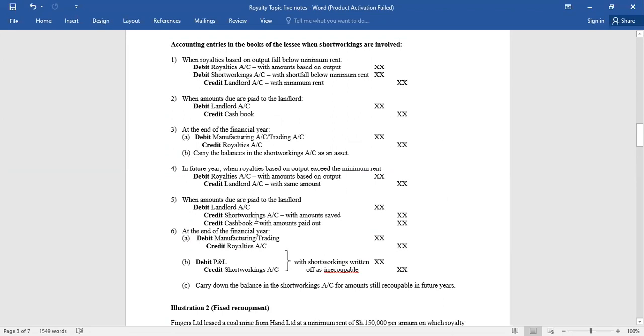You can see our transaction number 5. When the amount due I'll pay to the landlord, we are debiting the landlord and we are crediting the short workings account with the amount that we have saved. Then our cash book will be reflecting that amount because we have paid anyway. But remember, it's an expense. So if you look at 6B, that's where we are closing our short workings written off. So you'll be debiting our P&L with the amount and we credit the short workings account. Is that okay?